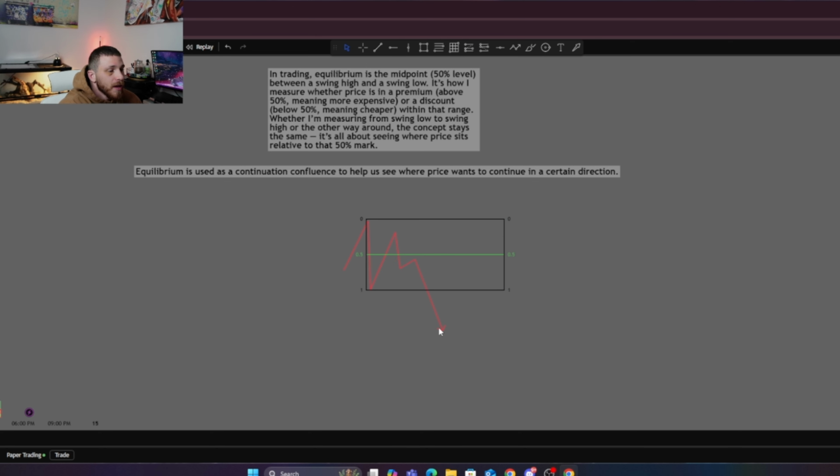Then we enter, and then price will most likely, hopefully, continue down. Again, this is based off probability, but we're using this as a continuation confluence, just not by itself. And we'll go over that in future videos when we go over strategy creation.